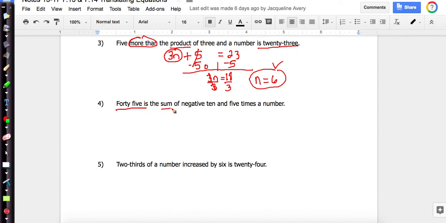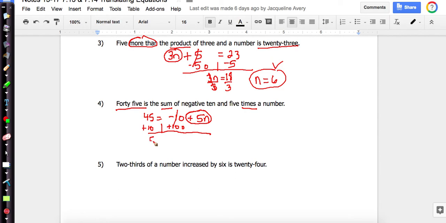45 is the sum of negative 10 and 5 times a number. So we're going to write this part first. 45 equals, sum means add, so we're going to add negative 10 and 5 times a number. Okay, circle the variable, and this time I'm going to circle the plus sign because it's in front. That means it's positive 5n. Now, how do we cancel out 10 negatives? Good, 10 positives, so we add 10. 10s cancel out and equals 0.